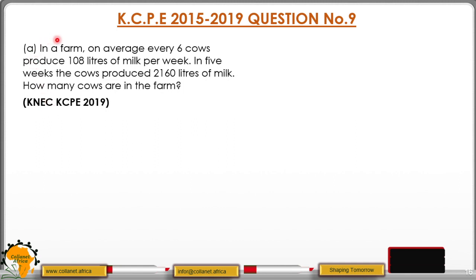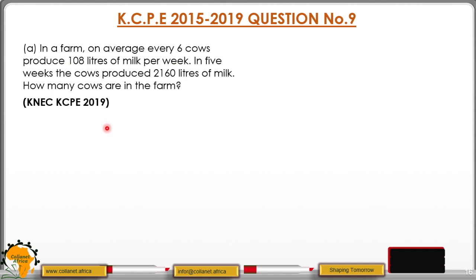In a farm, on average, every 6 cows produce 108 liters of milk per week. In 5 weeks, the cows produce 2,160 liters of milk. How many cows were in the farm? What we said in one problem, read sentence after sentence to internalize. There is a hint here: every 6 cows, all of them together, will produce 108 liters of milk per week.